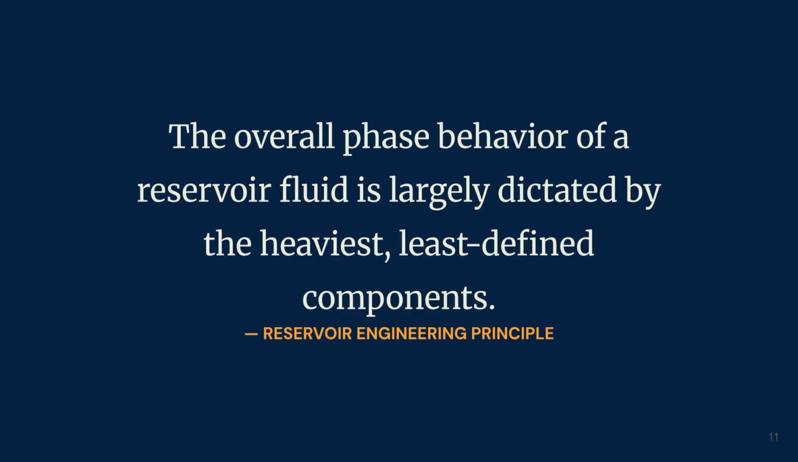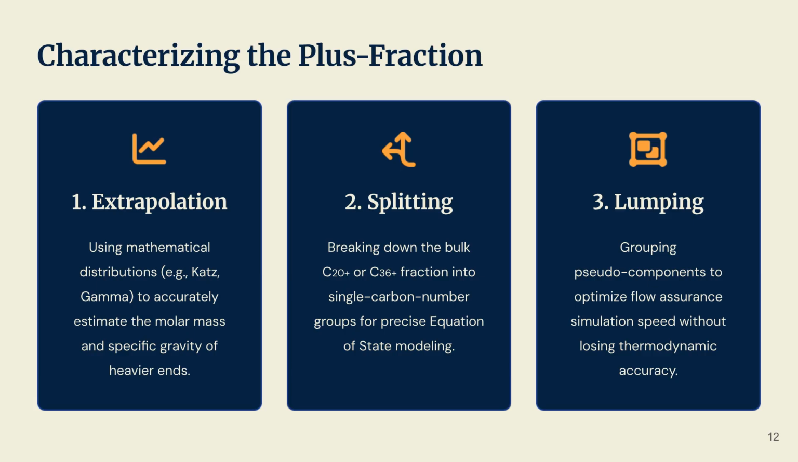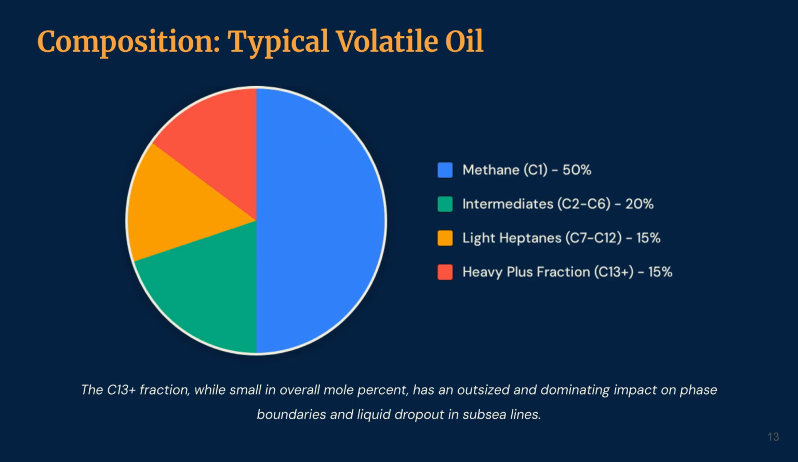A core principle in reservoir engineering is that the overall phase behavior of a fluid is largely dictated by its heaviest and often least defined components. Characterizing these heavy plus fractions typically involves 3 steps: extrapolation to estimate properties, splitting into carbon number groups for modeling, and lumping to optimize simulation speed. In a typical volatile oil, the C13 plus fraction might be small by mole percent, but it exerts a dominant impact on phase boundaries and the risk of liquid dropout in subsea lines.